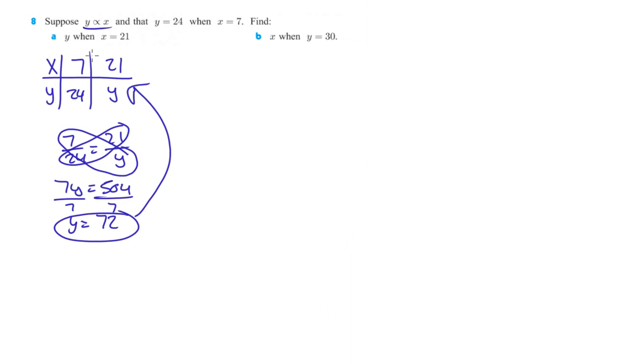Okay, and another way to look at this also is, oh look, 7 times 3 gives us 21. Guess what? 24 times 3 is going to give us 72. Okay? So, now same idea here.